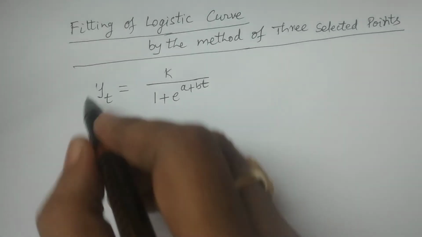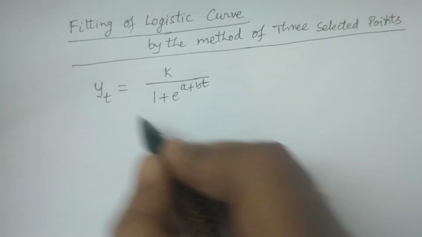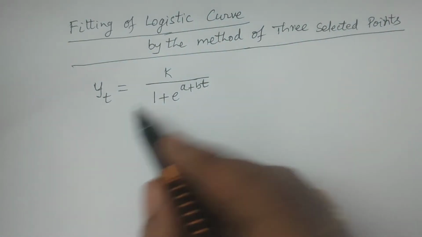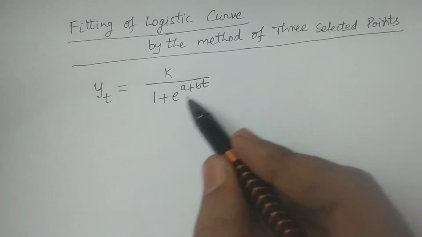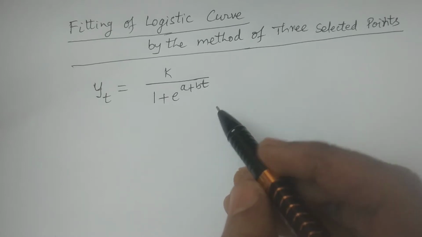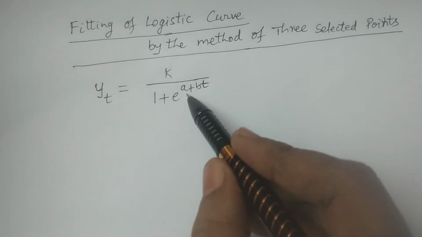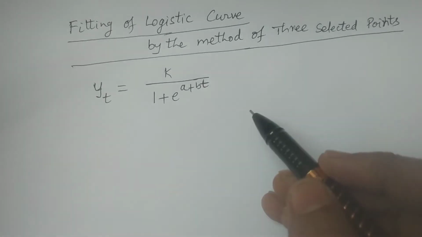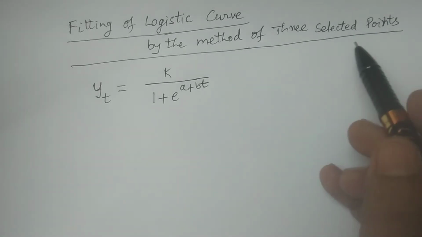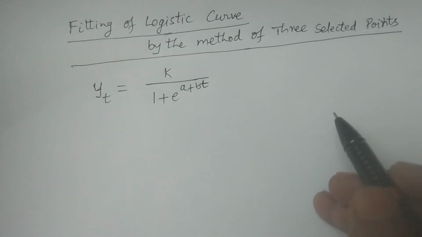Correct? So if we consider the logistic curve in the form yt equals k by 1 plus e power a plus bt, we have to fit and estimate the parameters a and b. That is our objective. So in the method of three selected points, what do we do?